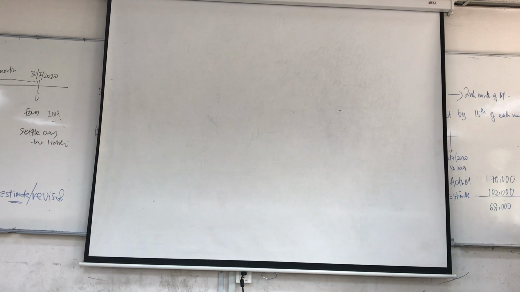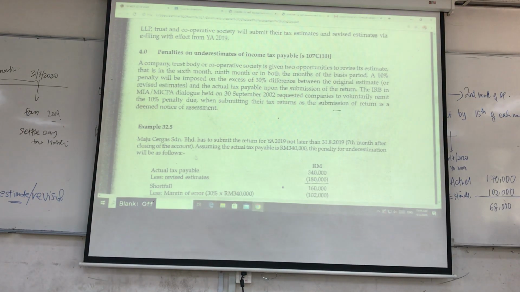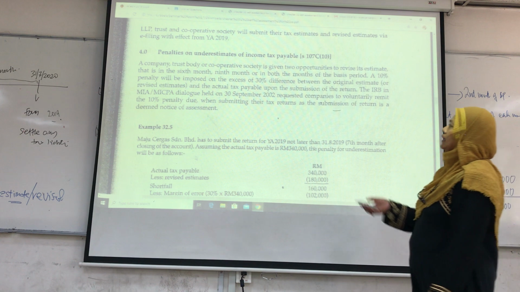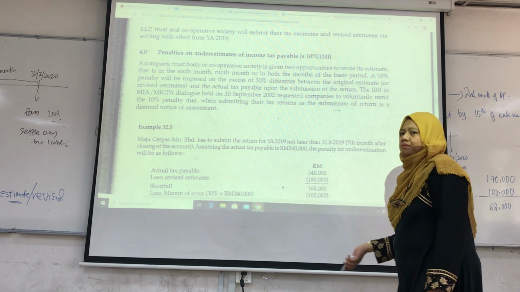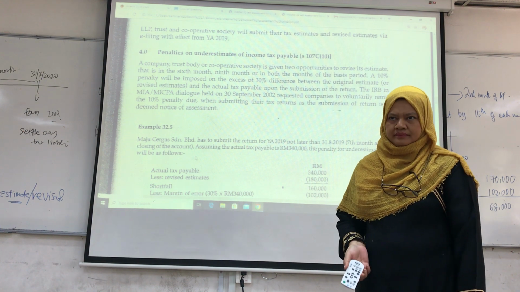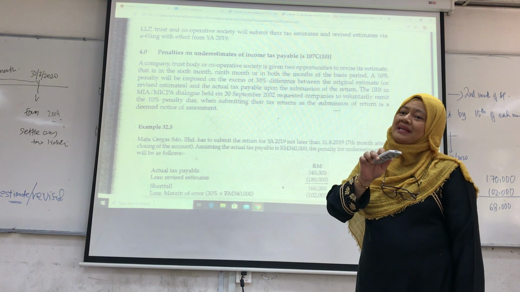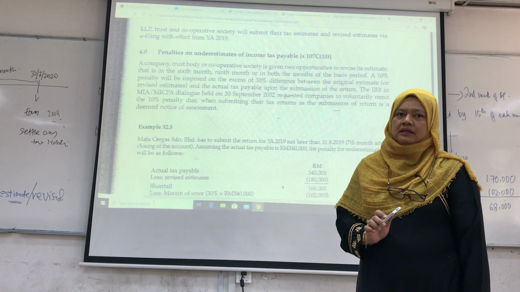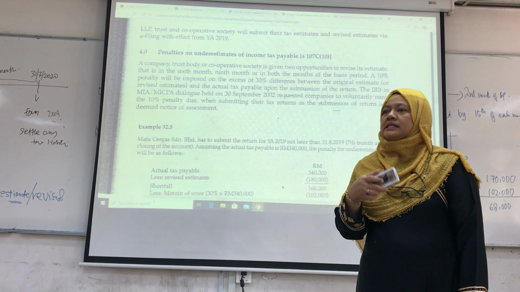Penalties. Yeah. On 4.0, we have a section where we talk about penalties for underestimate. Penalty on underestimate of income tax payable. So it says that underestimate, if you overestimate it is okay. Underestimate means that your estimate is below your actual tax liability. So it means that you underestimate. Is it right or wrong?